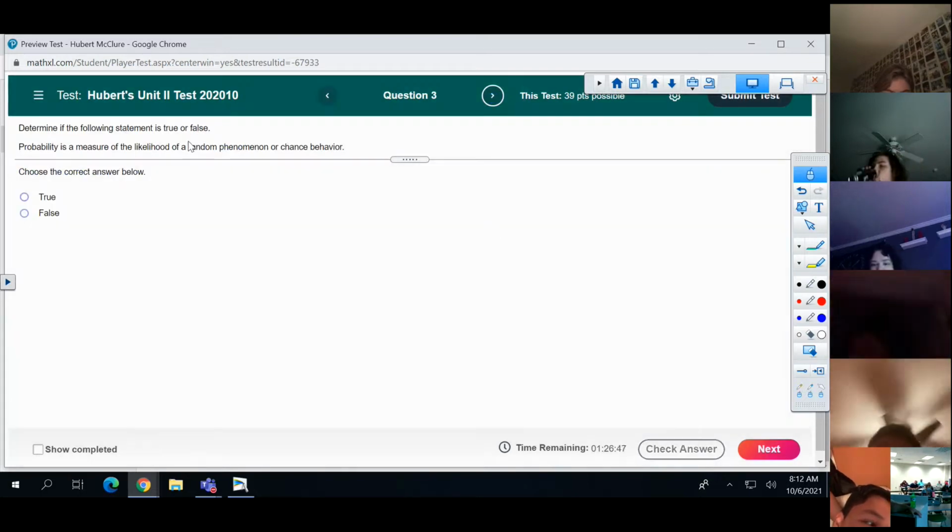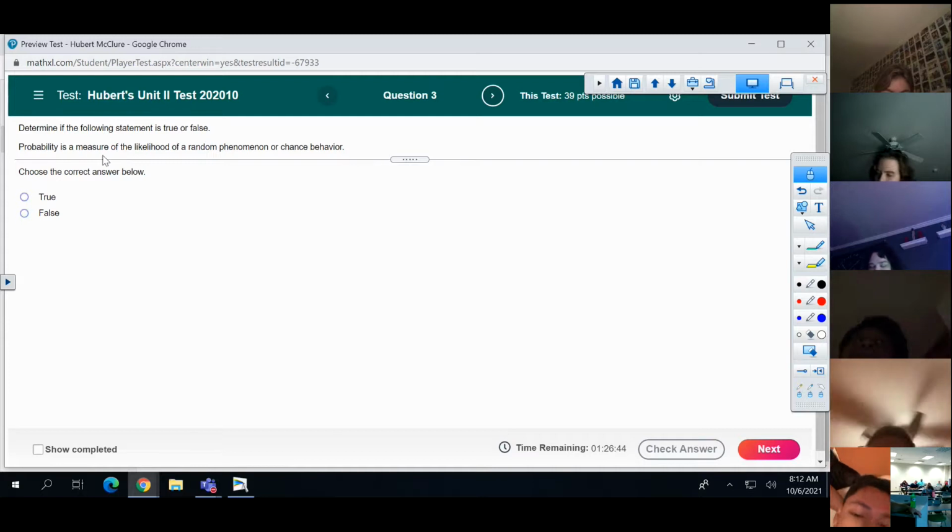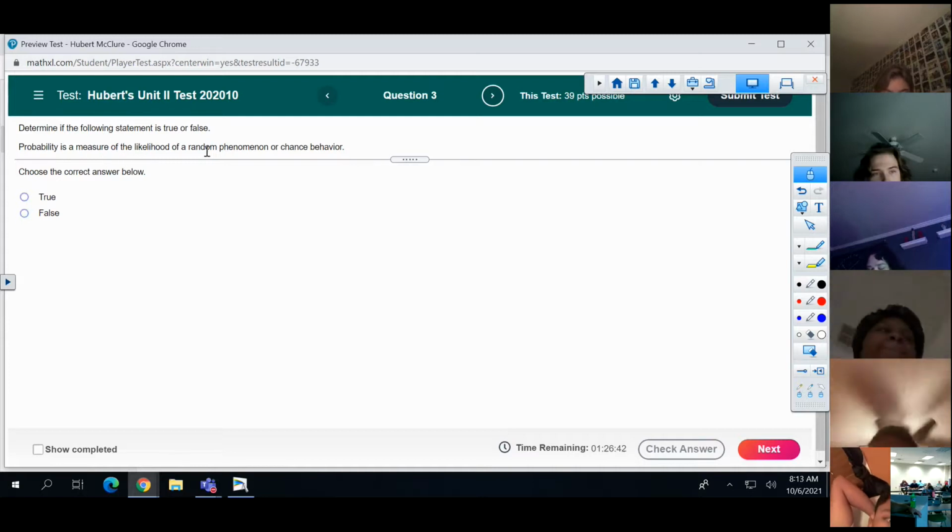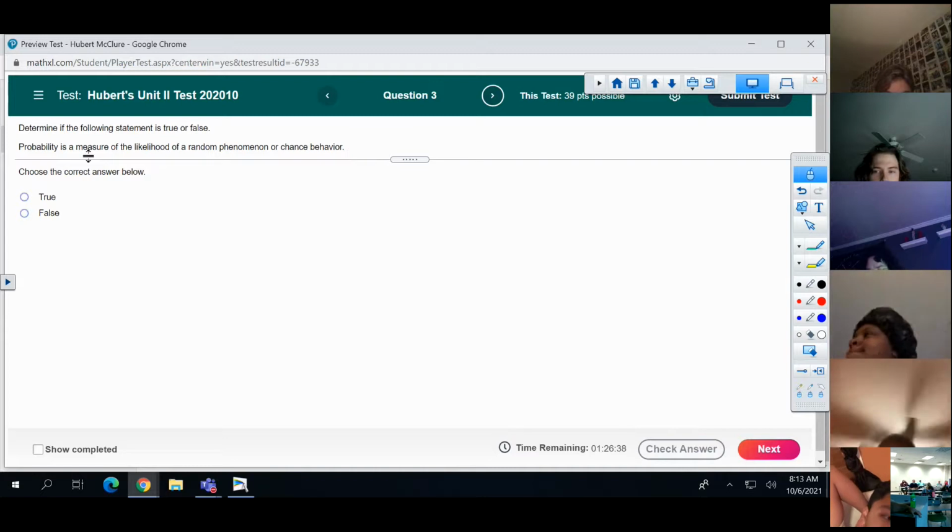Determine if the following statement is true or false. Probability is a measure of the likelihood of a random phenomenon or chance behavior. Measure. Yes, true.